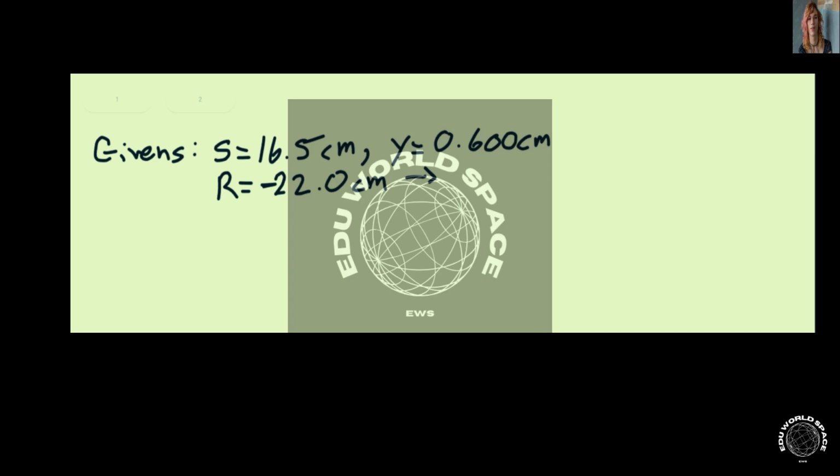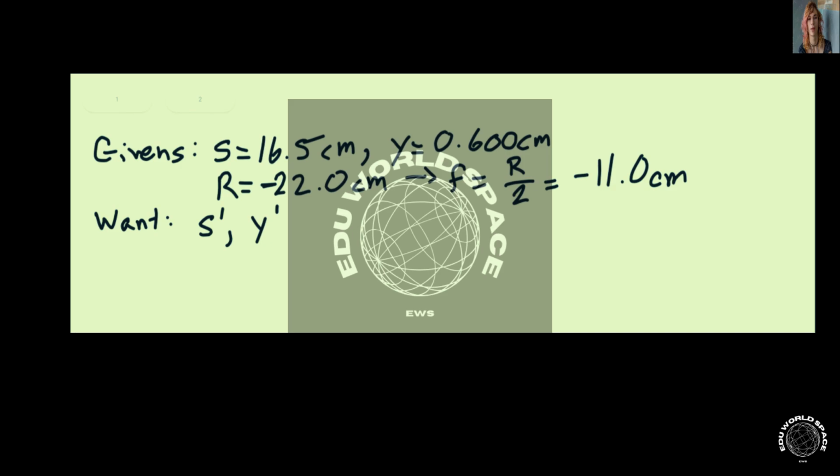And from this, if we remember that the focal length of the mirror is equal to the radius divided by 2, pretty easily in our head we can see that the focal length is negative 11.0 centimeters. So what do we want to find? What we want to find is S prime, the image distance, and Y prime, the image height.